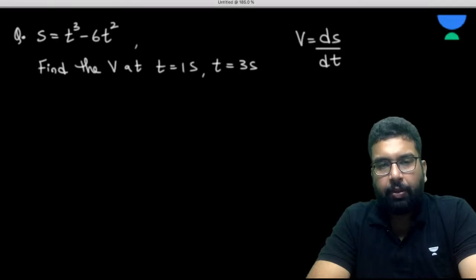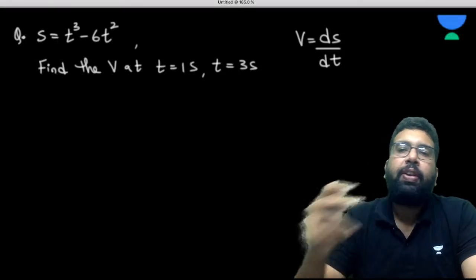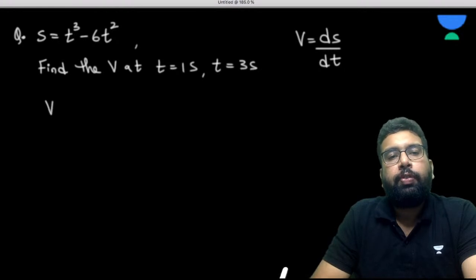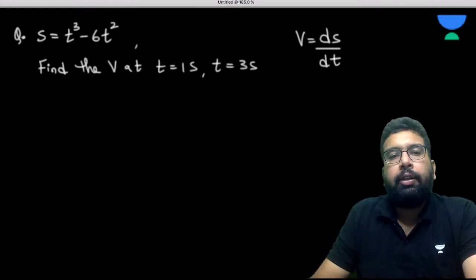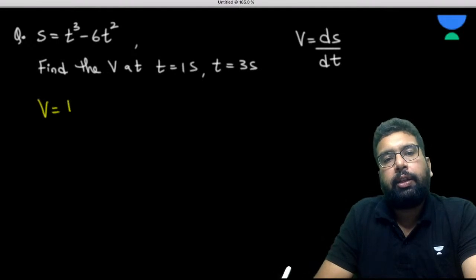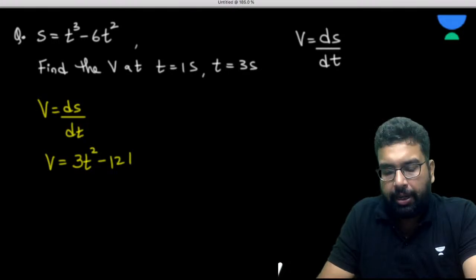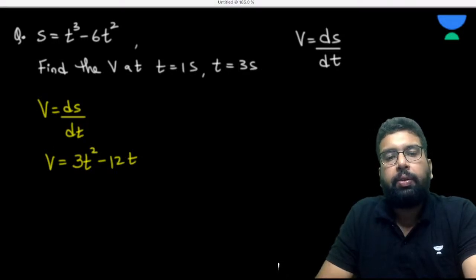Very easily, we have to differentiate this function. We know that velocity is ds by dt. Now this function is to be differentiated with respect to time. So it will become v equal to 3t square minus 12t, right?